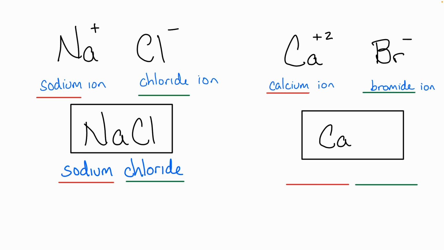Okay, my calcium, I do my swap and drop. I should only have one of them. My bromine, my bromide, do my swap and drop. I need two of them. So CaBr2. And what would the name of this compound be? Calcium bromide.